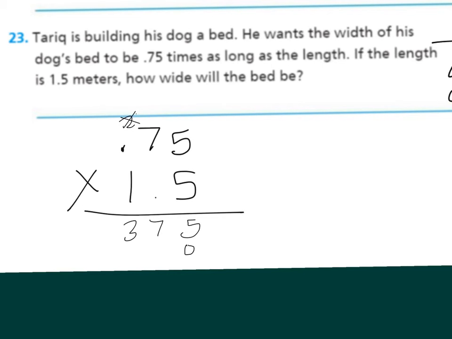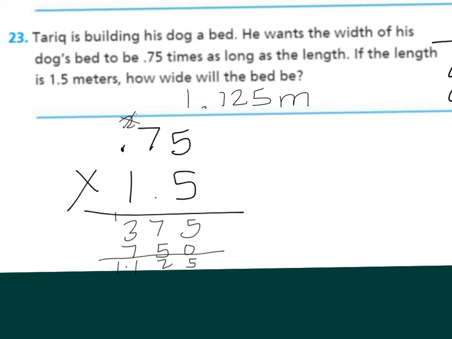Placeholder, 1 times 5, which really is 10 times 5. 1 times 7, and then you're going to have 5, 12, and 11. And however many places I have in the answer, so I have 1, 2, 3, 1, 2, 3. So my answer, how wide will his bed be? It's going to be 1 and 125 thousandths meter.